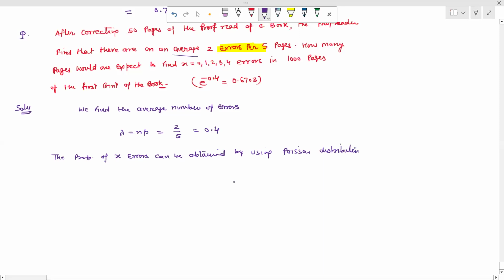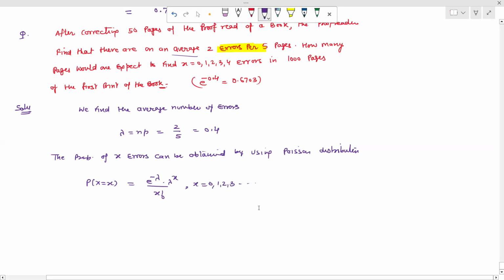We use the Poisson distribution. So the PMF of the Poisson distribution is equal to e raised to the power minus lambda into lambda raised to the power x upon factorial x, where x equals 0, 1, 2, 3, and so on.